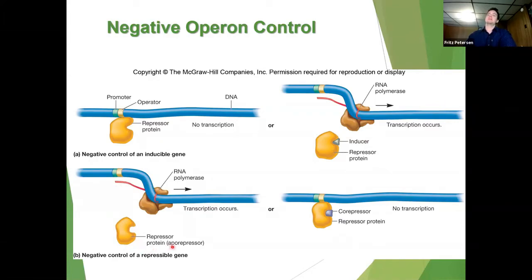But now, under other conditions, a co-repressor may be present, which will allow your repressor to bind to the operator, and thus the stop sign will now be active, and RNA polymerase will not be able to bind, and transcription will not occur.